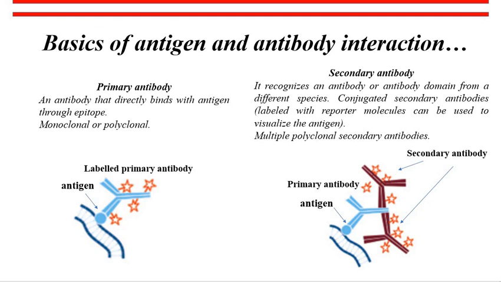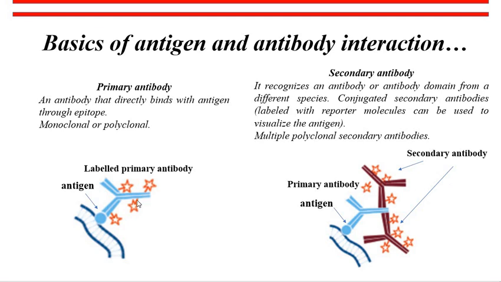There are 2 types of antibodies which are used in ELISA. One is primary antibody, which is directly bound to the antigen through its epitope, and the other is secondary antibody, which does not directly bind with an antigen, but it recognizes and binds with an antibody domain. Therefore it is known as secondary antibody.